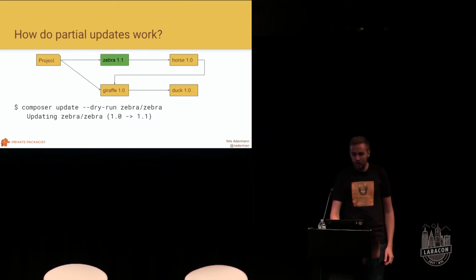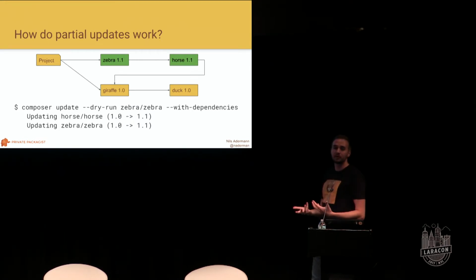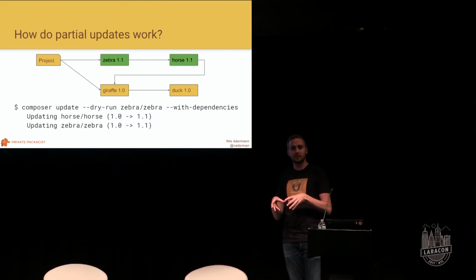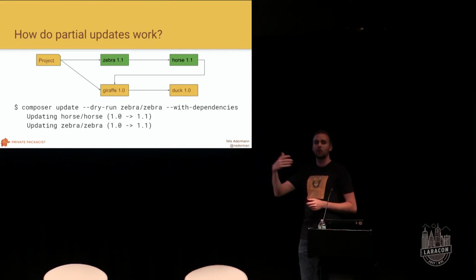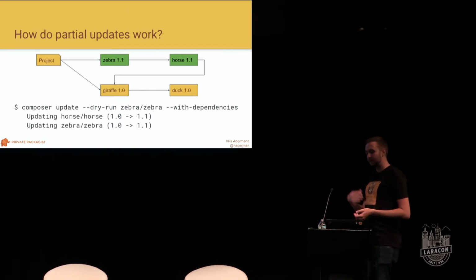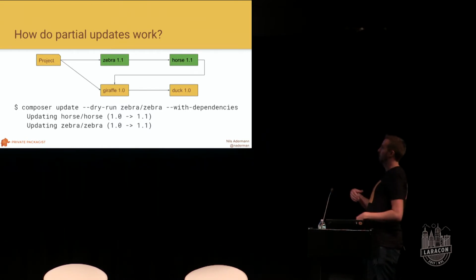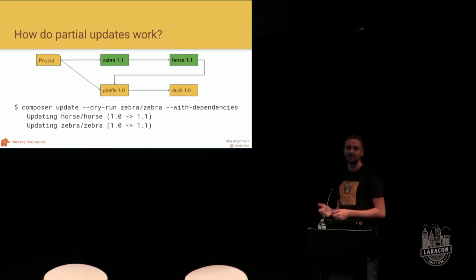So Composer has this helpful flag. It's called with dependencies. So you'll only do this for the dependencies that are direct dependencies in your own Composer JSON. And then once you update one of them, you update all of their dependencies. So it'll go to Zebra 1.1, update that, go to its dependencies, horse 1.1, update that, go to its dependencies, giraffe. Oh, there it actually stops.